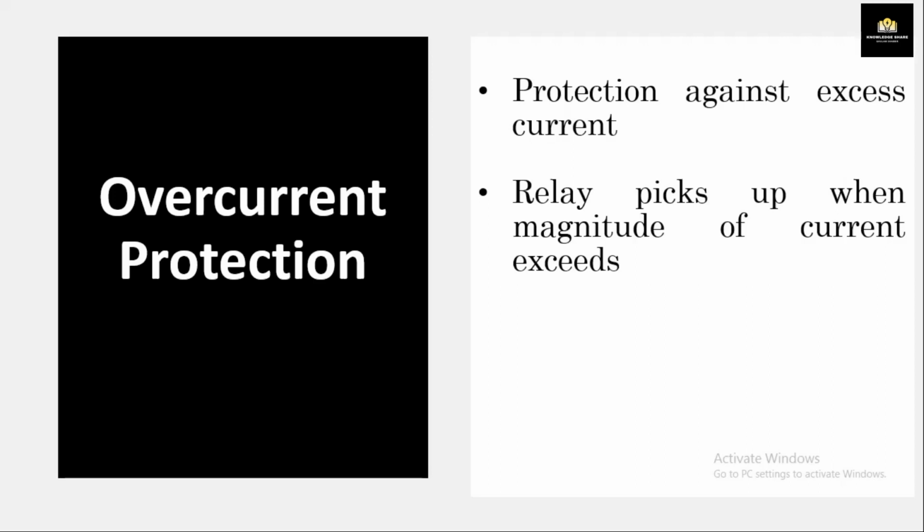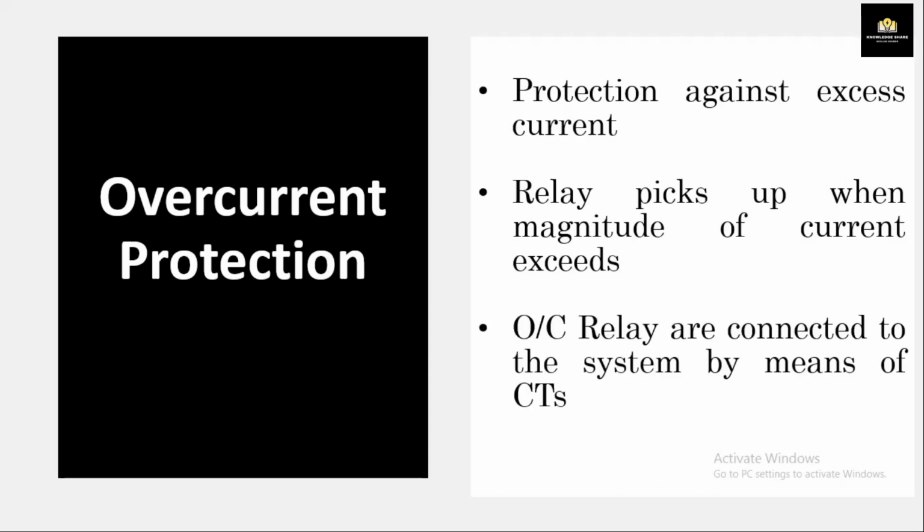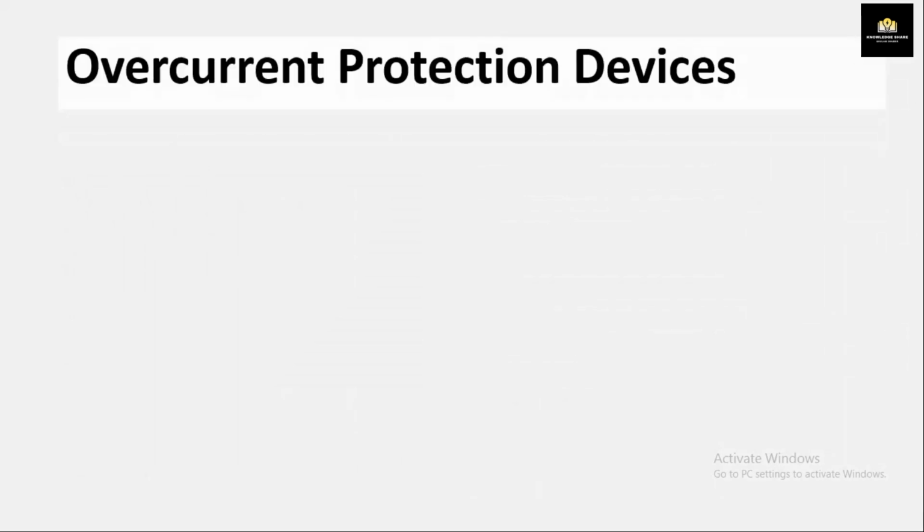So in overcurrent protection, the relay picks up when the magnitude of the current exceeds the pickup level. As far as overcurrent protection is concerned, current is the main focus. So the role of the CTs is very important, and overcurrent relays are connected with the system by means of CTs. The protection devices used for overcurrent protection are typically circuit breakers, fuses, and overcurrent relays.